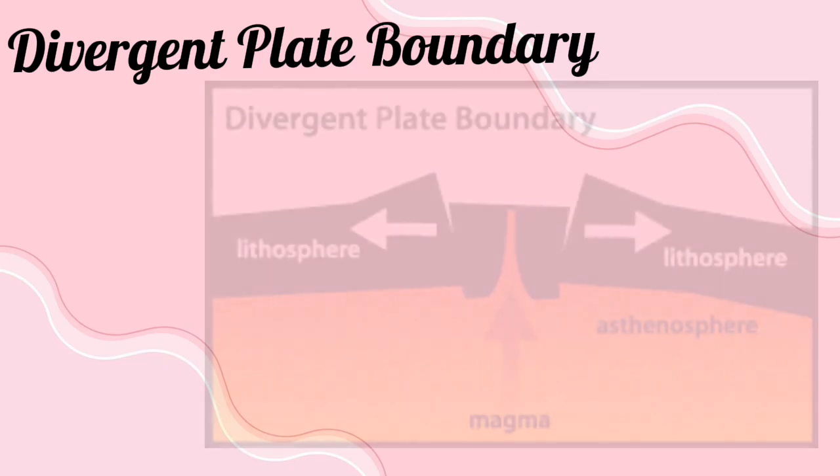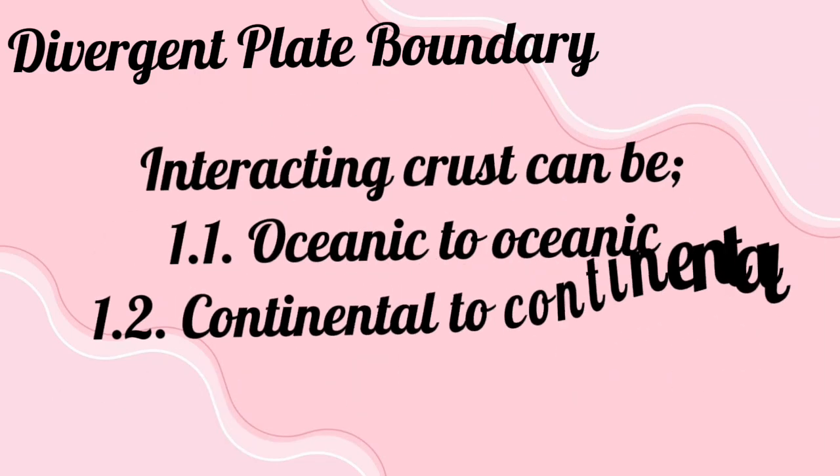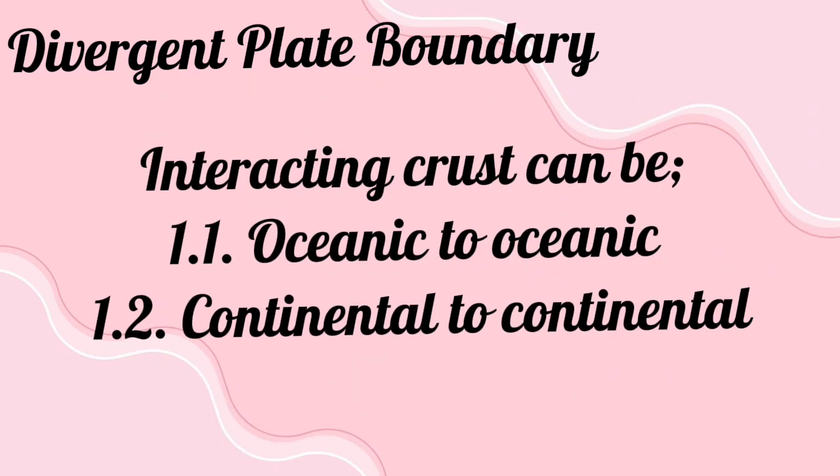Divergent plate boundary. A boundary that occurs along the spreading centers, where plates are moving apart as the interacting forces are pulling or moving away from each other, and different geologic events will develop. It happens between the interaction of continental to continental crust and oceanic to oceanic crust. Remember, interacting crust can be oceanic to oceanic, continental to continental.